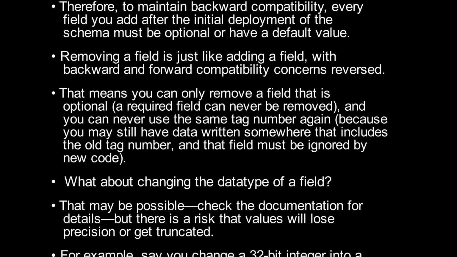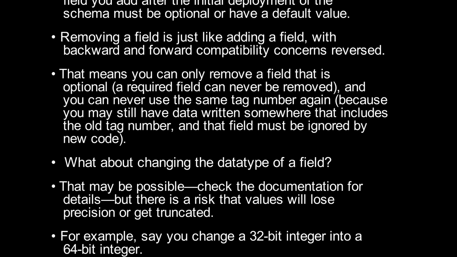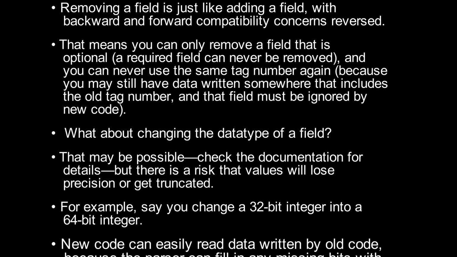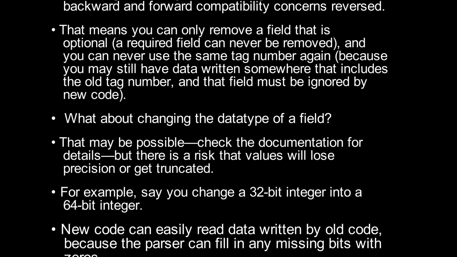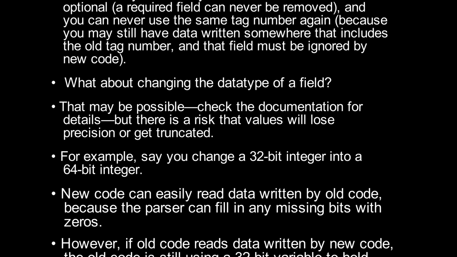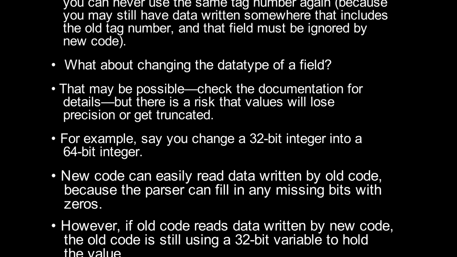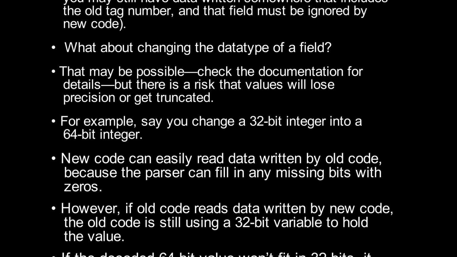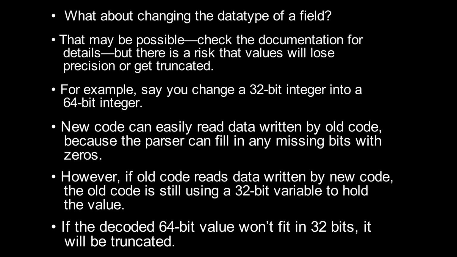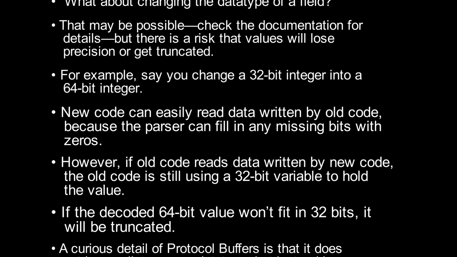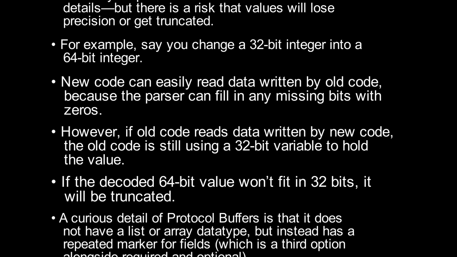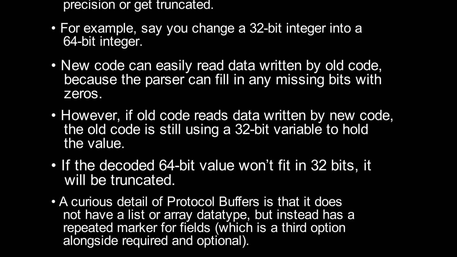What about changing the data type of a field? That may be possible. Check the documentation for details, but there is a risk that values will lose precision or get truncated. For example, say you change a 32-bit integer into a 64-bit integer. New code can easily read data written by old code because the parser can fill in any missing bits with zeros. However, if old code reads data written by new code, the old code is still using a 32-bit variable to hold the value. If the decoded 64-bit value won't fit in 32 bits, it will be truncated.